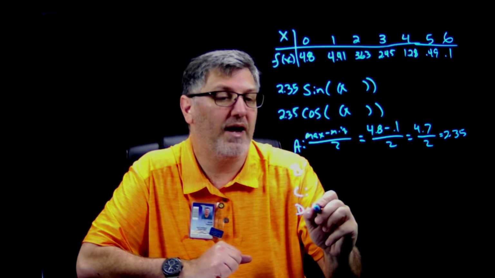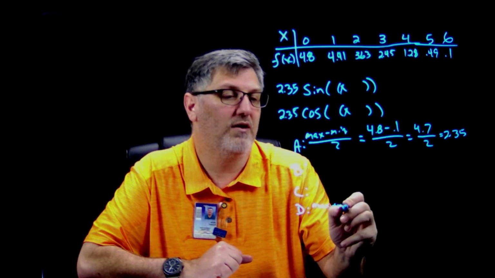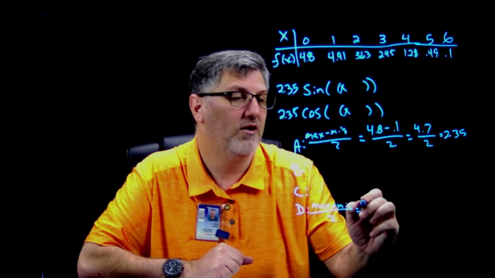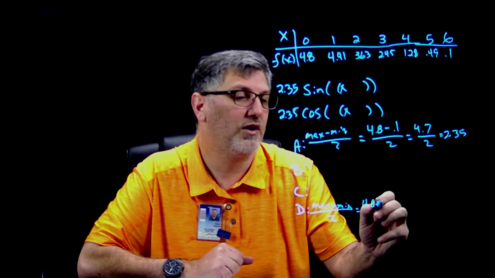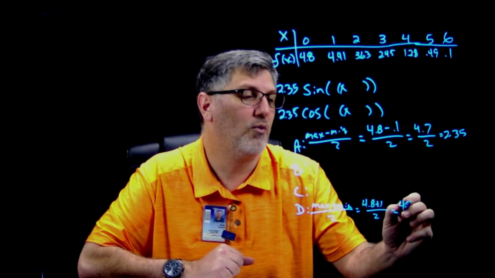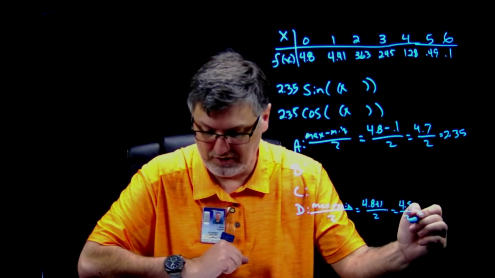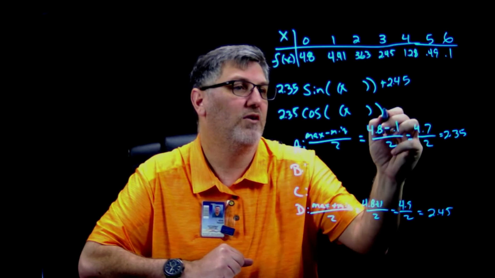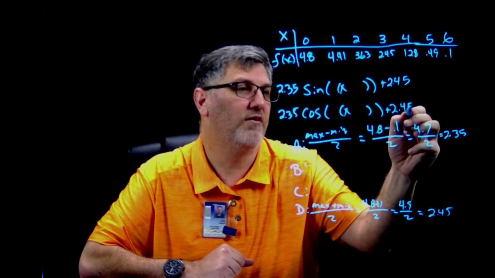All right, let's do my D. So I do my max plus my min divided by 2. It's my Y value. So it's going to be 4.8 plus 0.1 gives me 4.9 over 2, which then gives me 2.45. So this becomes plus 2.45.